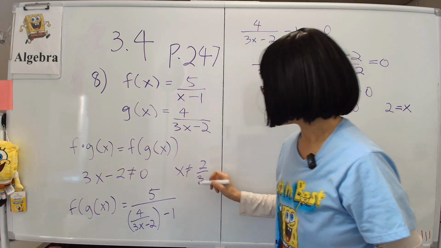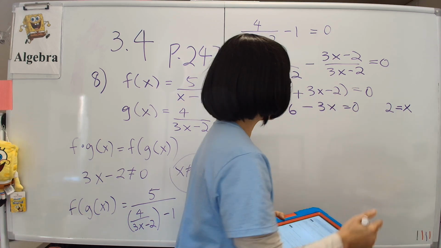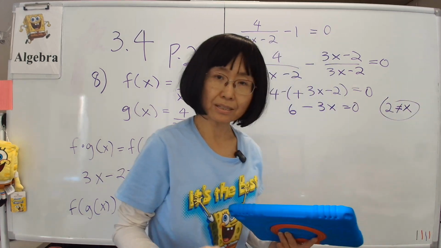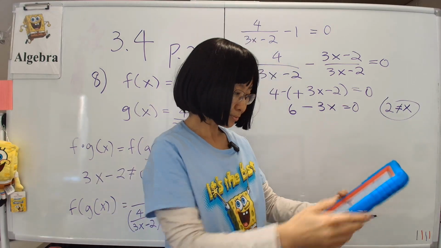So the two unacceptable values are, first, x cannot be 2/3, and second, x cannot be 2, because both situations will force the denominator at some point to be 0, which is not acceptable.